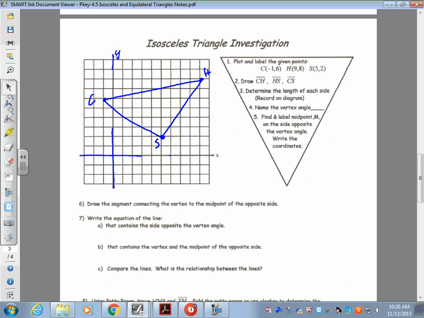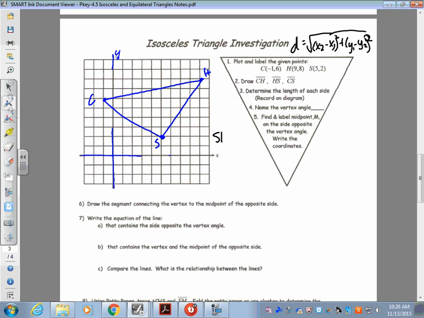All right, connect them. The next thing, number 3, says to record the lengths of each side on the diagram. So I will be checking that you have the lengths of each side on the diagram. How can we do that? You can use the Pythagorean theorem, or you can use the distance formula. If you do the distance formula, just plug in the points. Or you can do Pythagorean theorem. I think Pythagorean theorem is just faster for me.